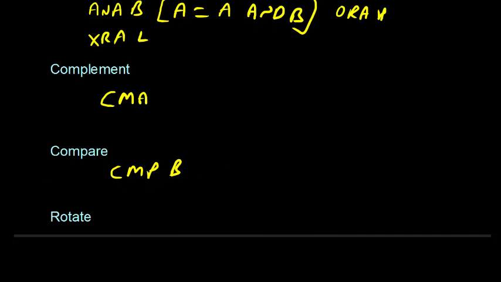Then next is rotate. This logic instruction rotates the contents of register A either right or left. One of the instructions is RAR, which means rotate the contents of register A right through carry. There are 4 rotate instructions. Another is RAL, rotate left through carry. We will study them in detail afterwards. So these are some of the logic instructions of 8085.